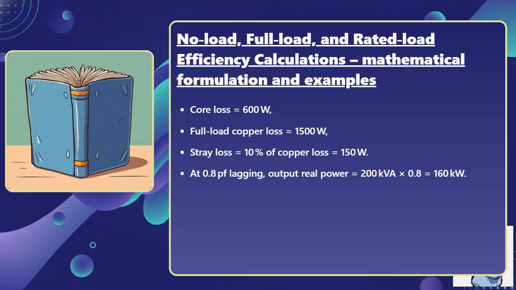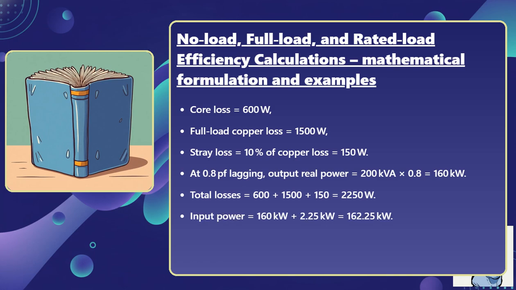At 0.8 power factor lagging, output real power equals 200 kilovolt ampere times 0.8 equals 160 kilowatts. Total losses equals 600 plus 1,500 plus 150 equals 2,250 watts. Input power equals 160 kilowatts plus 2.25 kilowatts equals 162.25 kilowatts. Efficiency equals 160 divided by 162.25 equals 0.986, approximately 98.6%.